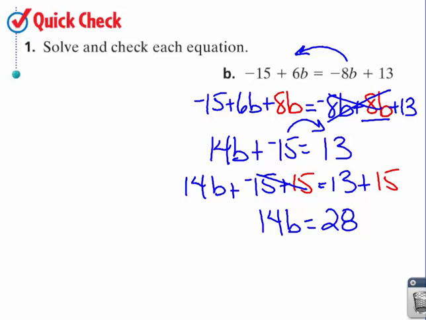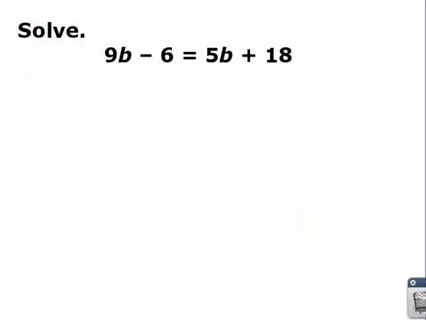Now I don't want to know about 14 b's. I only want to know about 1b. So I divide by 14 on both sides. These 14s divide out and turn into 1, which is what I want. 1b equals, and then 28 divided by 14 gives you 2. And that's how you solve equations with variables on both sides. So pause the video for a moment, and let's see if you can do one on your own.